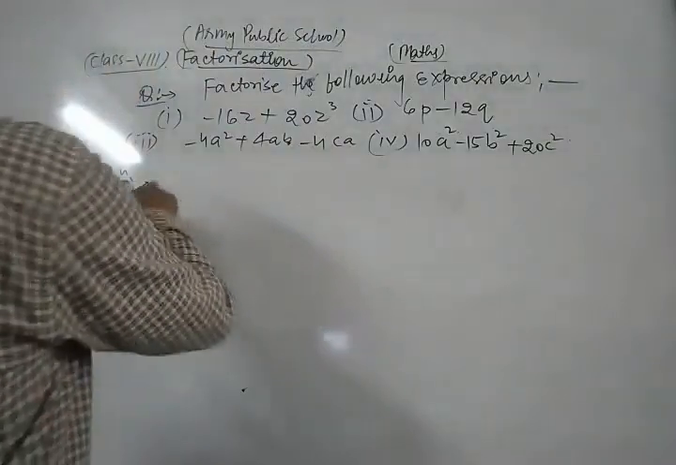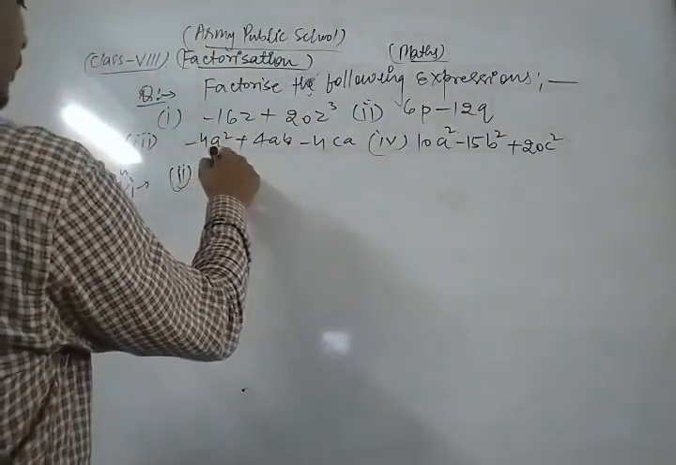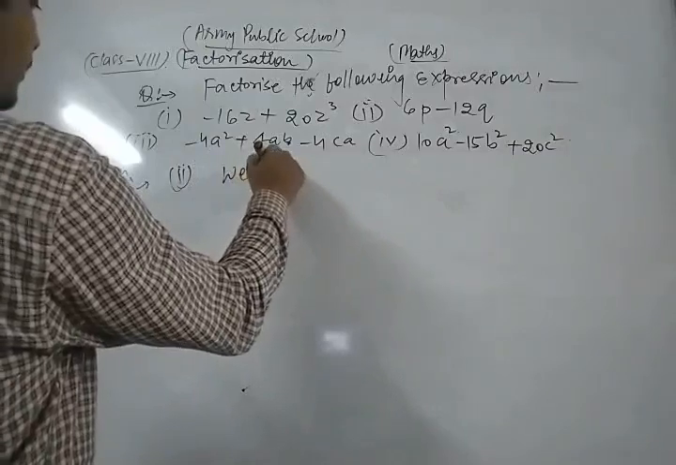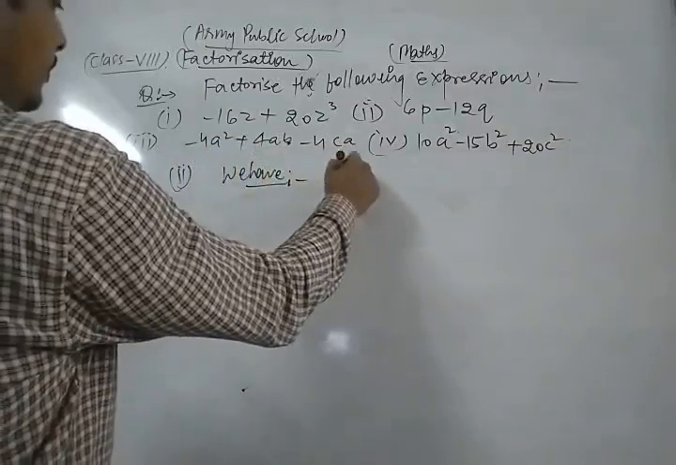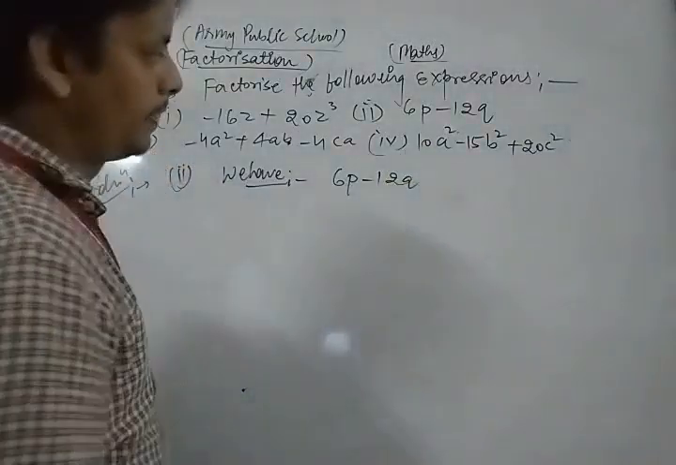Now we take and solve the second part of this question, which is what we have: 16p minus 12q.